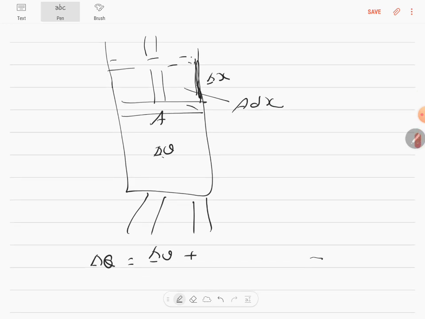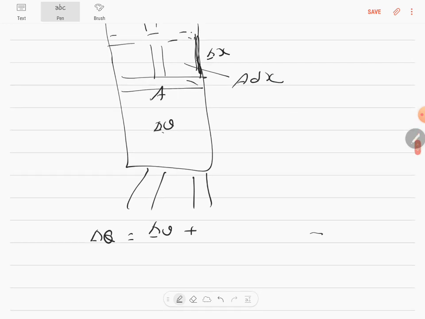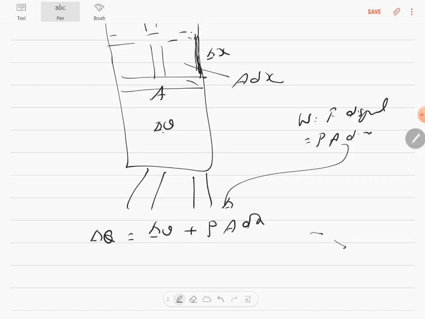Therefore the work done is P into delta V, which is P into A into dx. This is the work done. Work done itself is force into displacement. Force itself is pressure into area, into displacement, and thus this becomes your dW, or the work done.